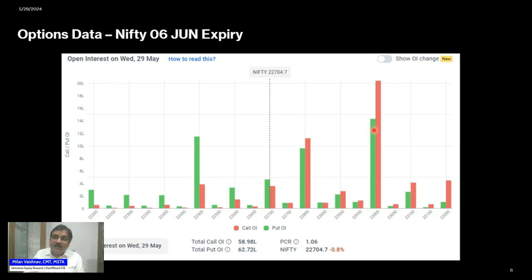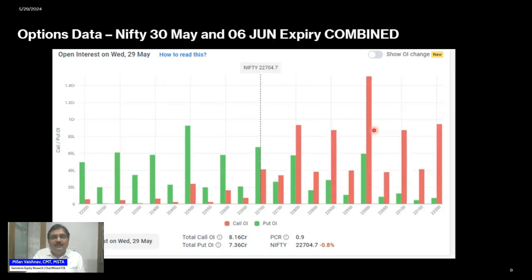Number two, for the coming week, 23,000 also acts as a deciding level below or above which the market would take a definite trend, because both of the maximum OIs, the call as well as the put, are on this particular strike price. Now things get more interesting here when we combine Nifty 30th May and 6th June expiry.